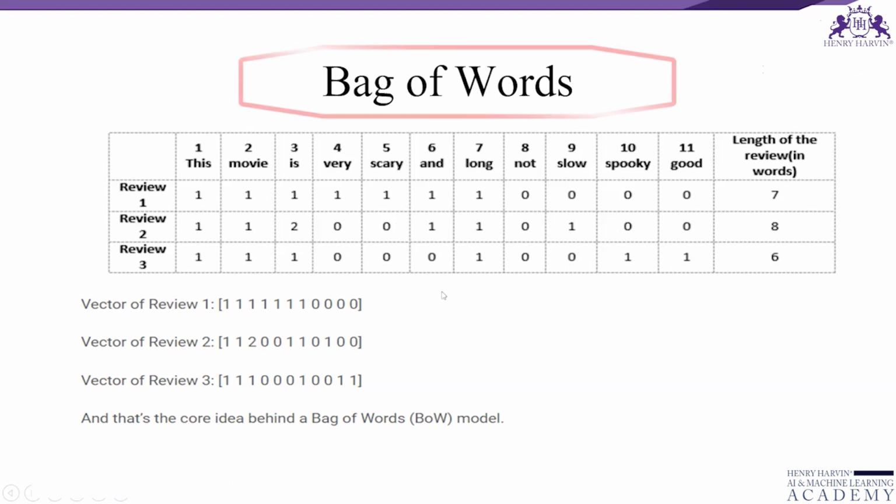The third one is: this movie is spooky and good, right? So where is "and good"? Now you can see that the vector is being written as 1, 1, 1, 1, 1, 1, 1, 0, 0, 0, 0, 0. So the length of the review in words is 7. The second case, 8 words. So let us see over here: 1, 2, 4, 5, 6, 7, right?